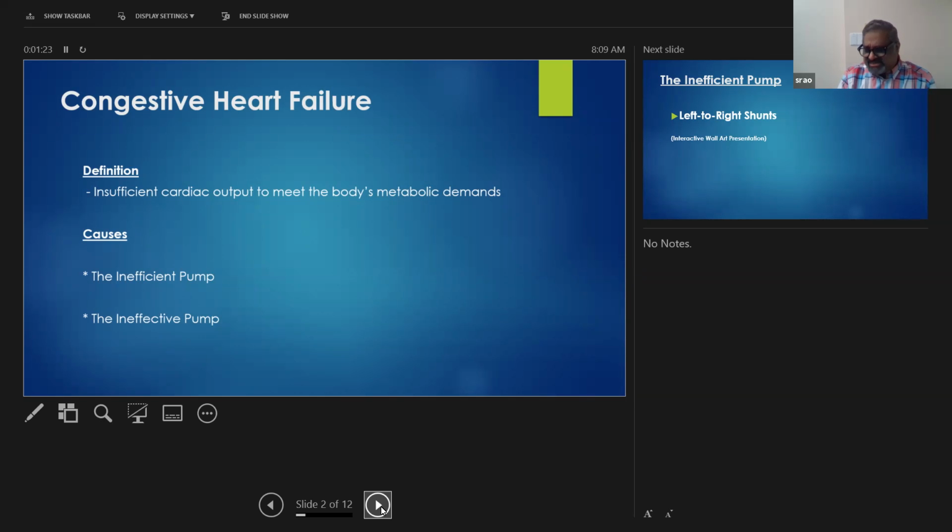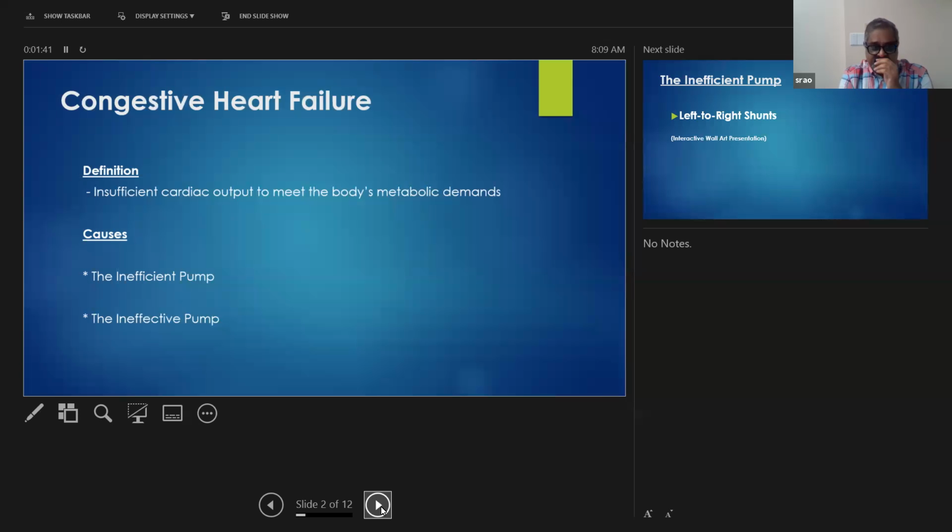And that's actually exceedingly rare in pediatrics, because having a heart dysfunction can happen. We'll talk about this a little bit later in a very specific context. But the vast majority of congestive heart failure in children is going to be what's called the inefficient pump. And this is just my terminology of how I do this.